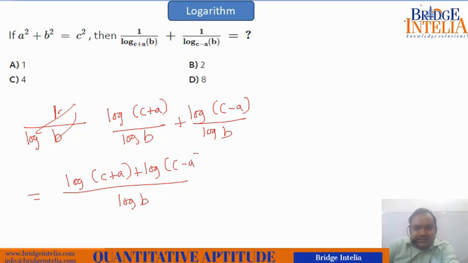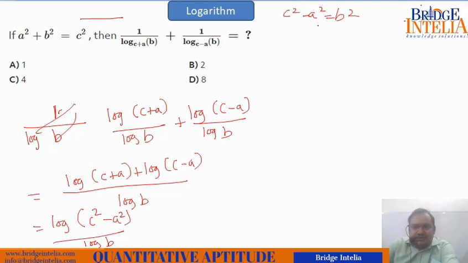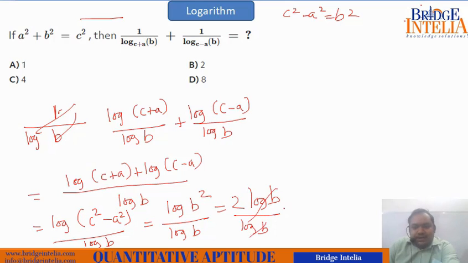Now you can apply the product rule. Log a plus log b is equal to log a into b. So this can be written as log of c square minus a square by log b. Now you see, from this relation you can say that c square minus a square is equal to b square. So this comes out to be log b square by log b. So this is 2 log b by log b. So log b and log b cancel, we are left with 2. So 2 is the answer, 2 is the correct answer.